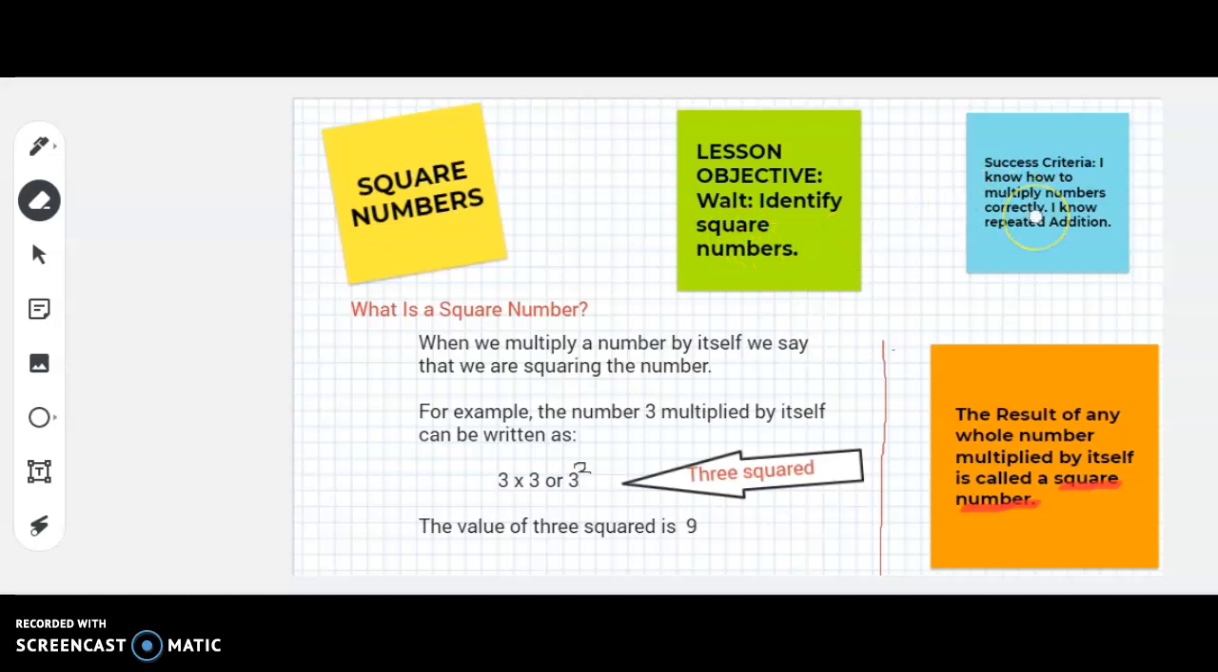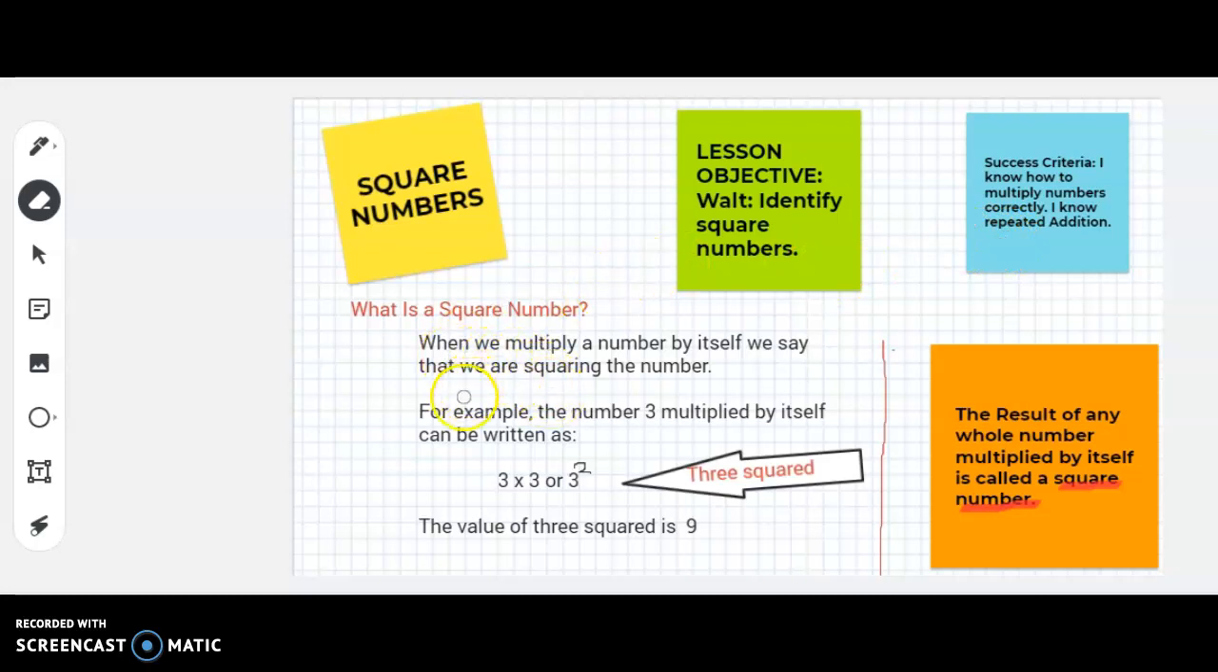The success criteria you need to have for this: I know how to multiply numbers correctly, and I know repeated addition, because subtraction is repeated addition. So what is a square number?